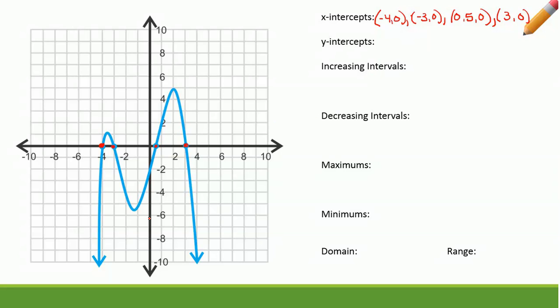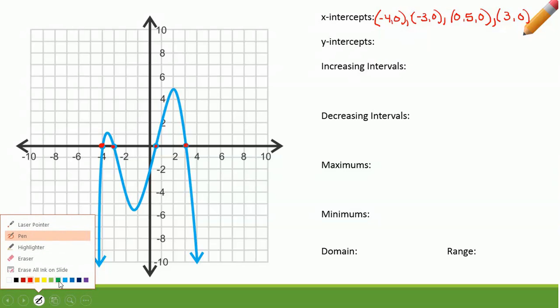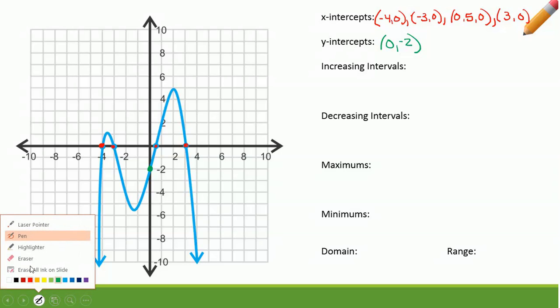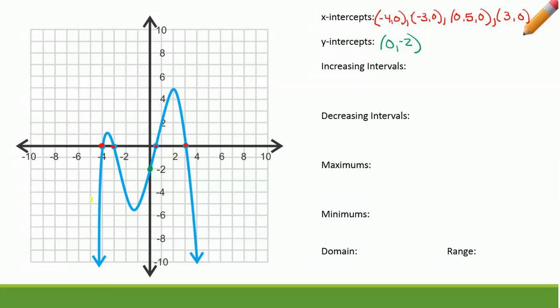Okay. Now, am I crossing the y-axis at all for my y-intercept? It definitely looks like it. It looks like I'm crossing the y-axis right here at 0, -2. Like that. Now, where am I increasing? So I'm just going to highlight here.